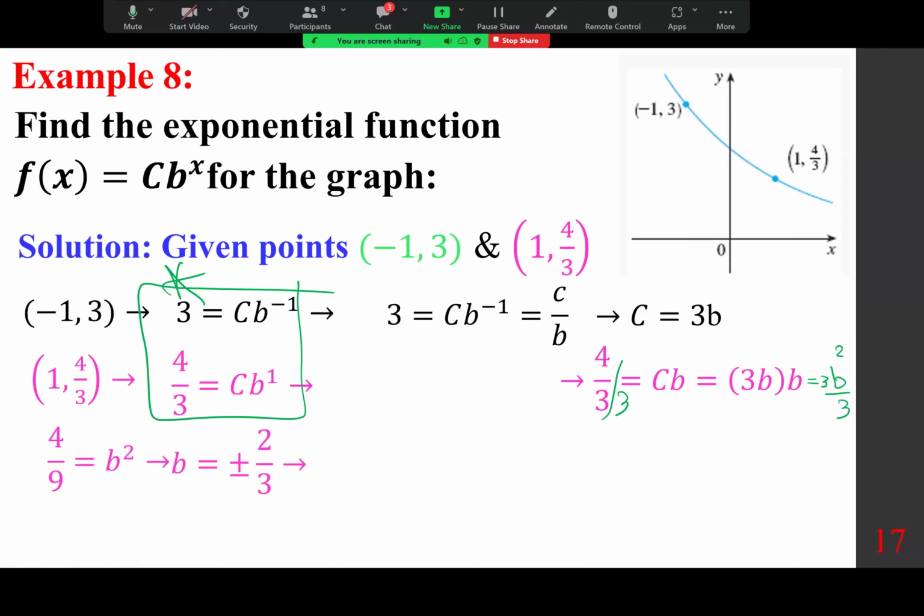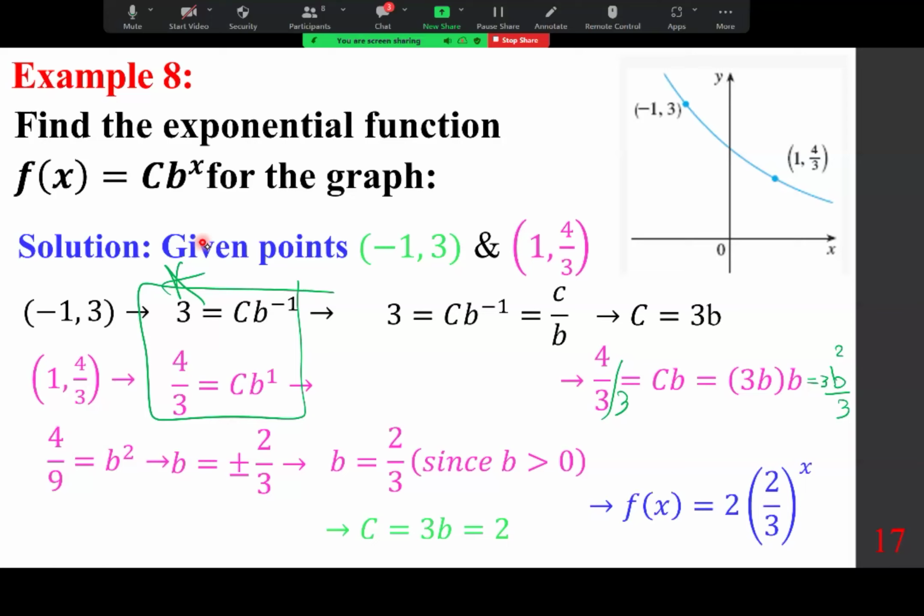However, the base must be positive, right? The base must be positive for it to be an exponential function. So we go with only 2/3. So we know b is 2/3, and we know c is 3 times that. C is 3 times b, meaning 2. Now you go to this formula, f of x equals c, replace it with 2, times b to the power of x, 2/3 to the power of x. So into this formula, replace the b and c, f of x equals 2 times 2/3 to the power of x.